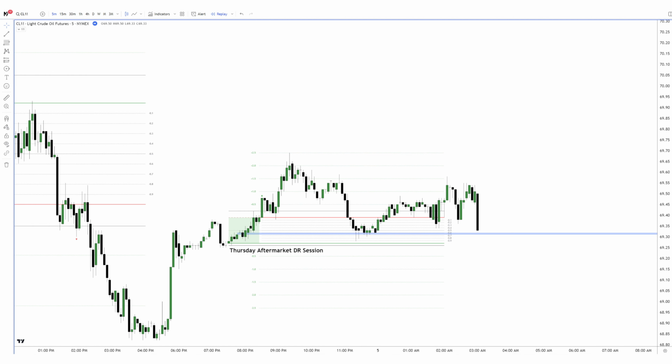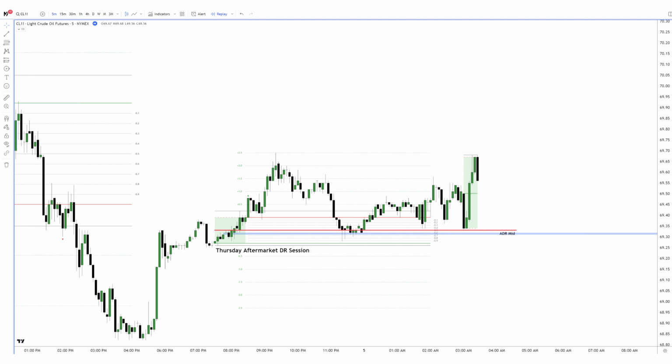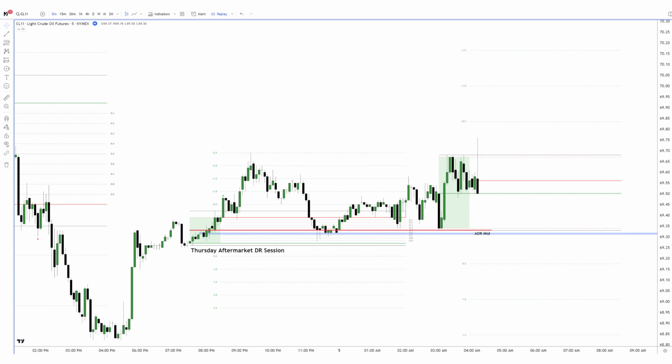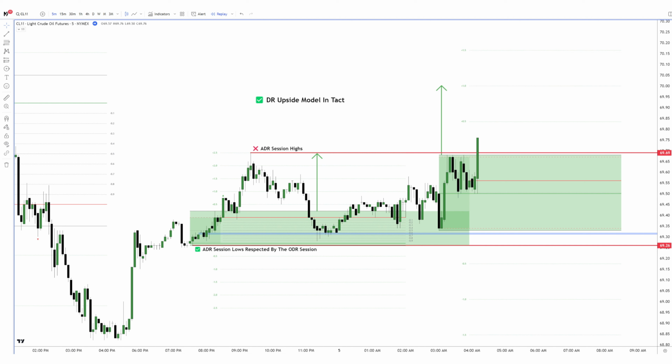The overnight DR session opens at 3 a.m. with this candle dropping lower into the ADR mid-level, but immediately turns around and finds support at the opening price before closing as a green DR box with a long confirmation. If you look at the relationship between the ADR and ODR, you can clearly see a DR upside expansion model intact.